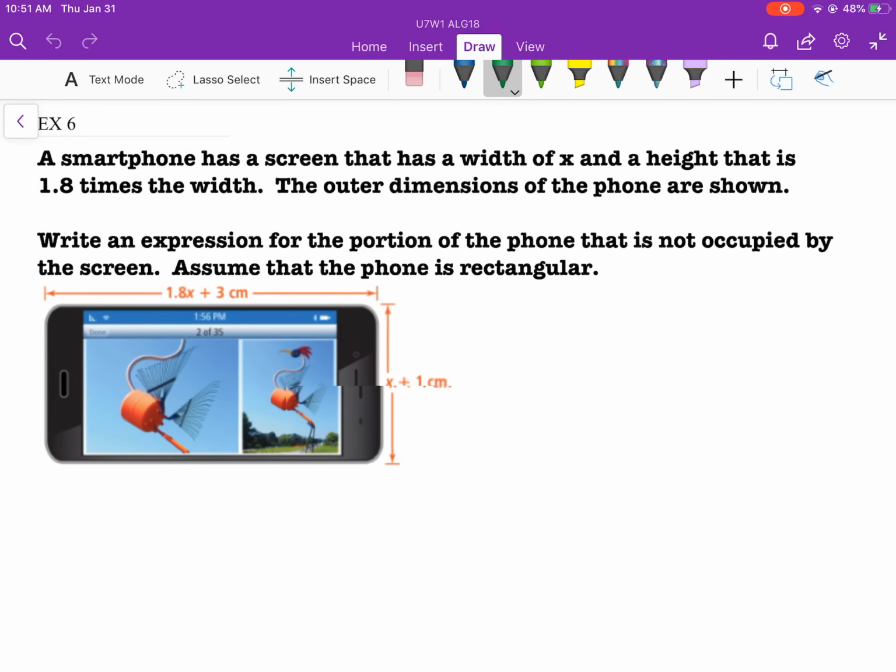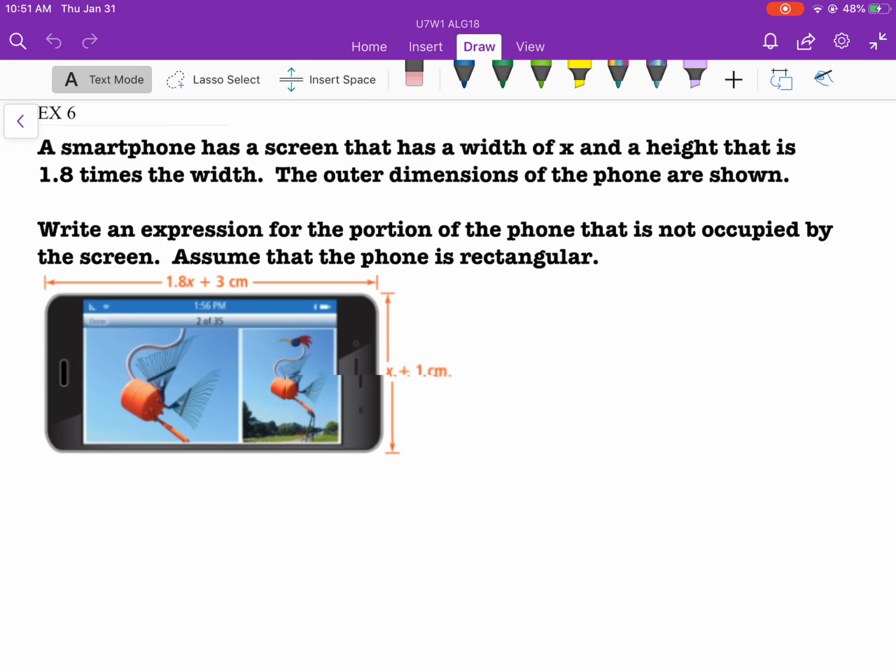Alright, smartphone. It's got a width of x and a height that's 1.8 times x. So write an expression for the portion of the phone that's not occupied by the screen. So basically talking about these little black parts. I'm asking you to write an expression representing that.